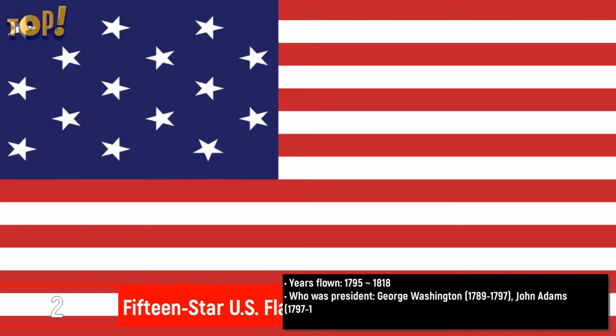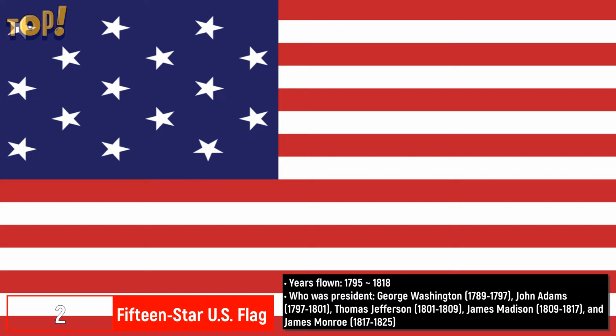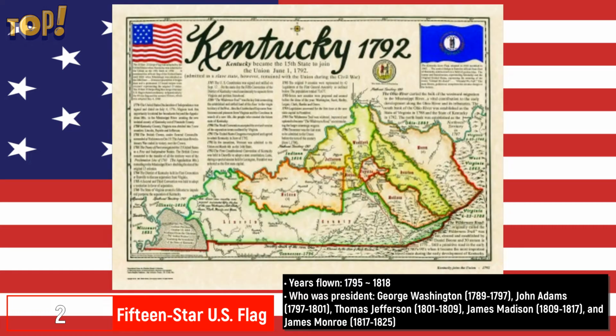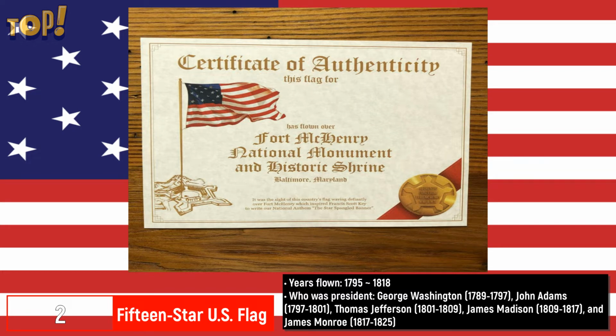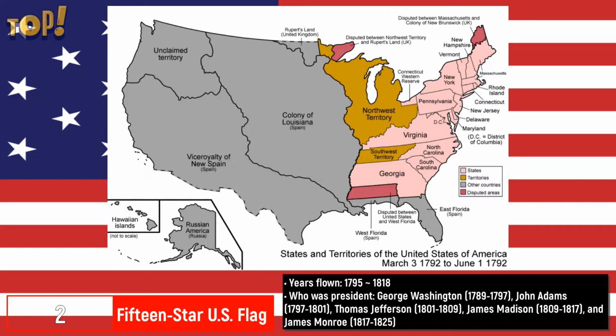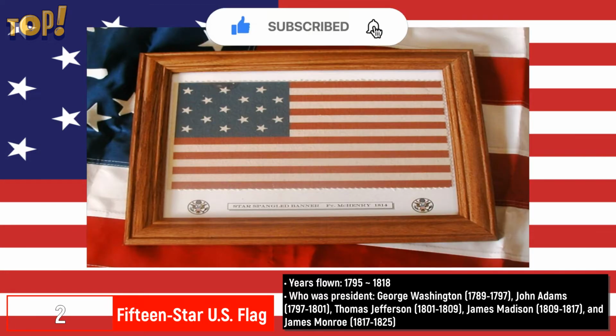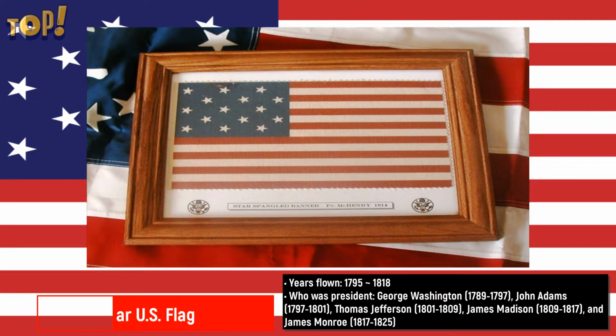2 stripes and 2 stars were added to the flag when Vermont and Kentucky became the 14th and 15th states in 1791 and 1792, respectively. The 15-star flag would last for 23 years, and 5 presidents would serve under it. This flag inspired Francis Scott Key to write the Star-Spangled Banner, our national anthem, after Key saw the flag continue to fly over Fort McHenry following a British bombardment during the War of 1812.